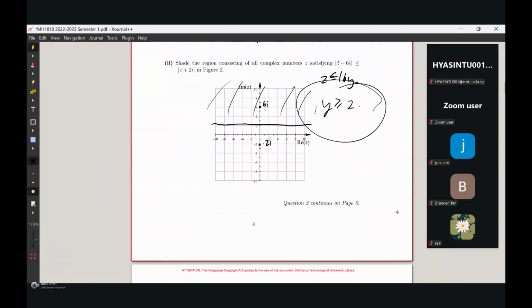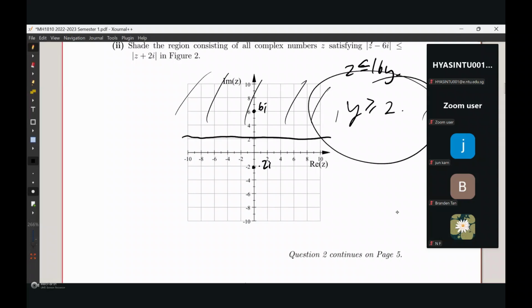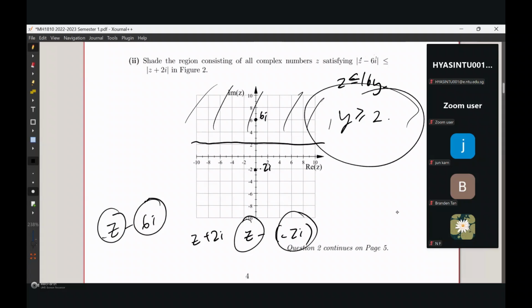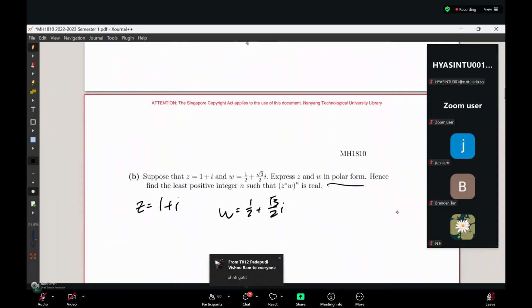Okay, I've got a question here. Why is it 6i and minus 2i and not minus 6i and 2i? Because the formula for the distance between x and something is x minus that something. So we have z minus 6i, so we are finding the distance between z and 6i. We have z plus 2i, so we are actually finding the distance between z and minus 2i, so it's z and negative 2i. Okay, so you're finding the distance between z and negative 2i, and z and 6i.